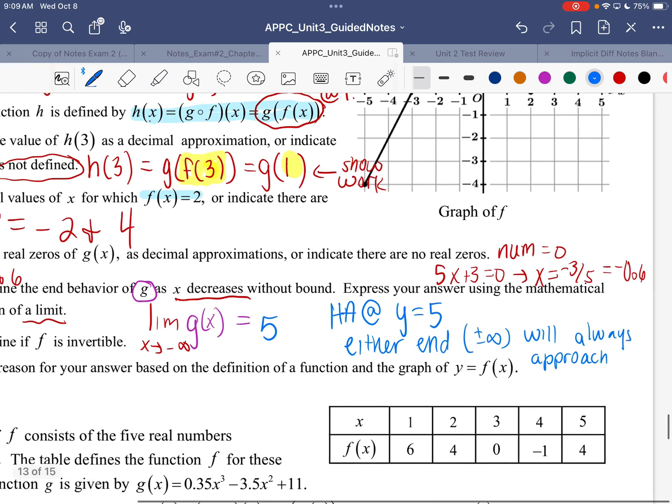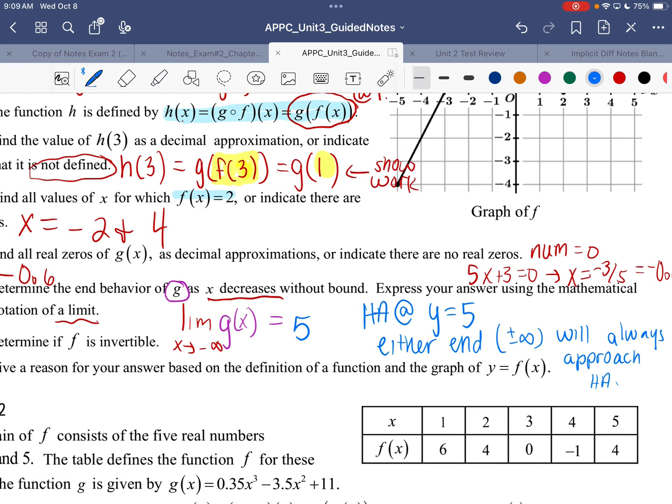Does approach have 2 p's? I think so. Looked weird for a second.